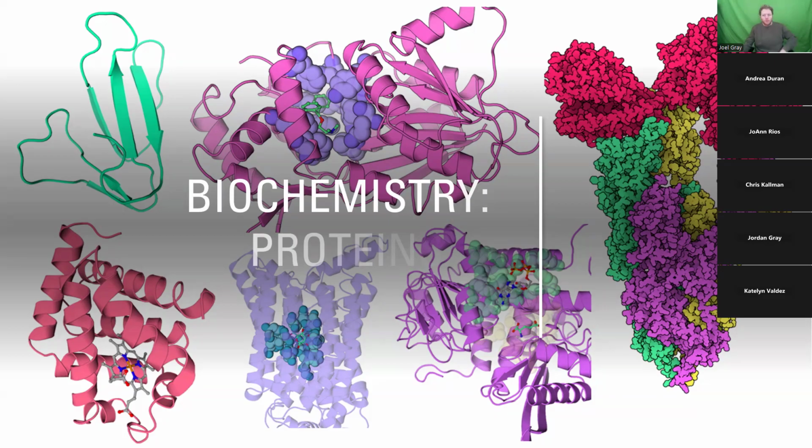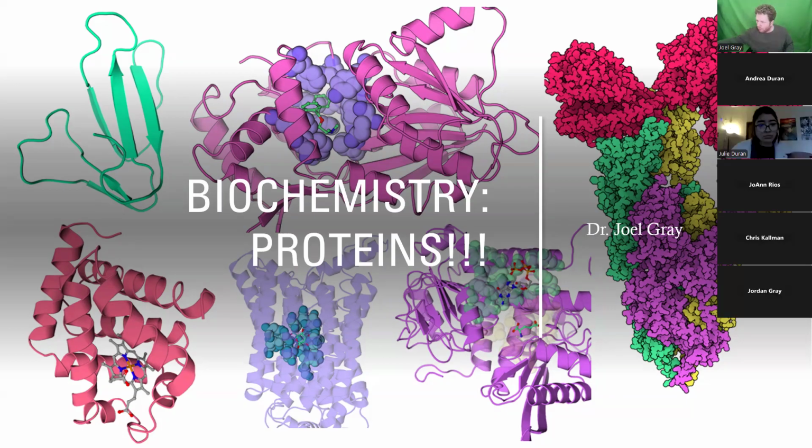So with that in mind, we are talking about biochemistry, and specifically, we're talking about proteins. If you look in the background here, that's a cool looking molecule, cool structure. All of those things that you see in the background, we've talked about a little bit. On Monday, we talked about our different levels of protein structure: the primary, secondary, tertiary, and quaternary structure of a protein.